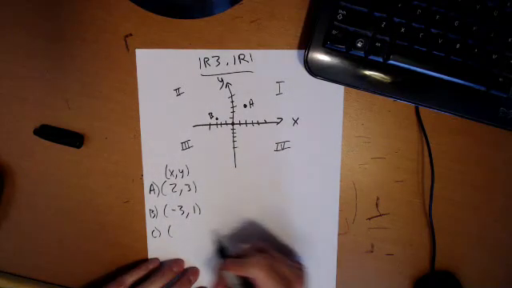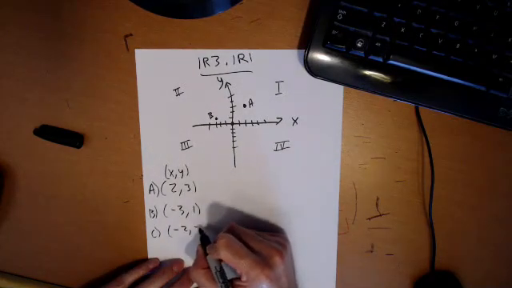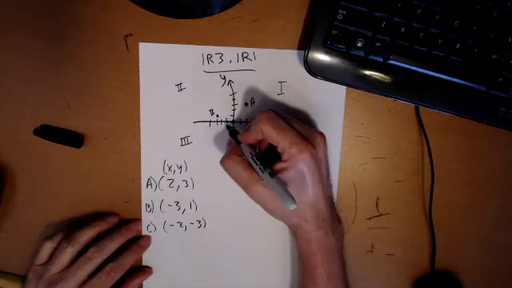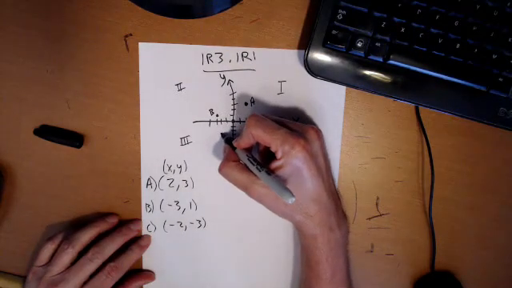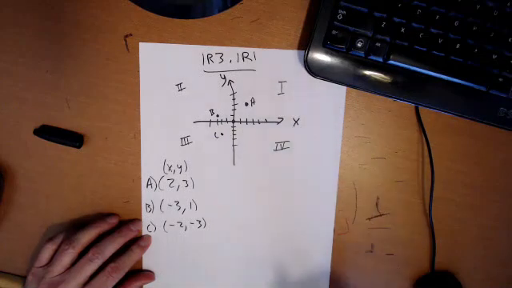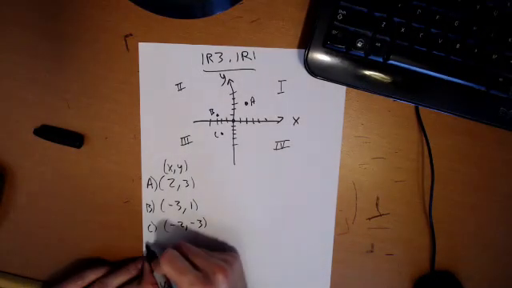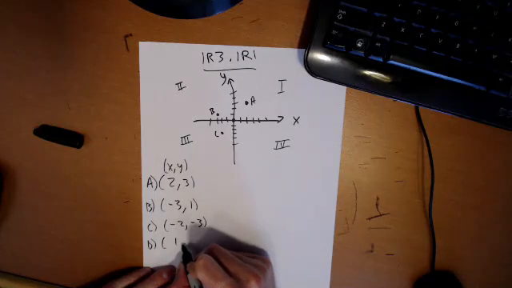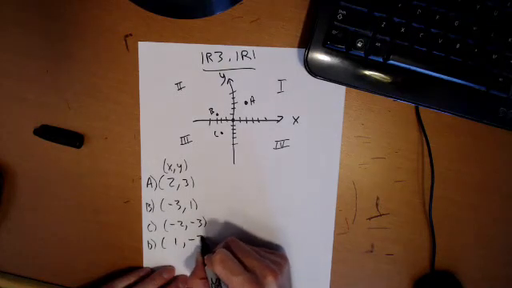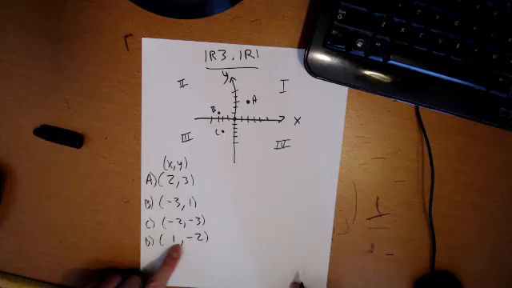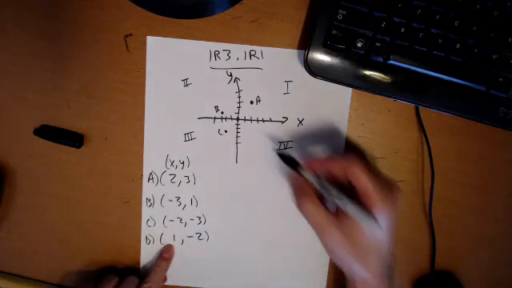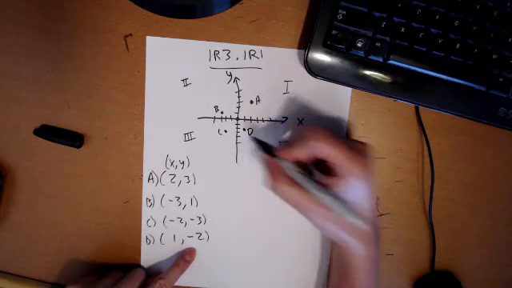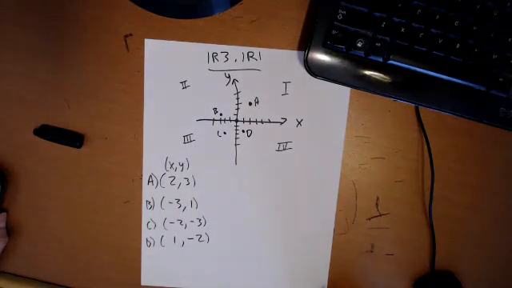Okay, let's make one up. Negative 2, negative 3. Back 2, down 3. So go back 2, down 3. Boom. Okay. And then let's see. Let's go 1, negative 2. So x, y, 1 in the x direction, negative 2. Boom. Okay, so that's just plotting points.